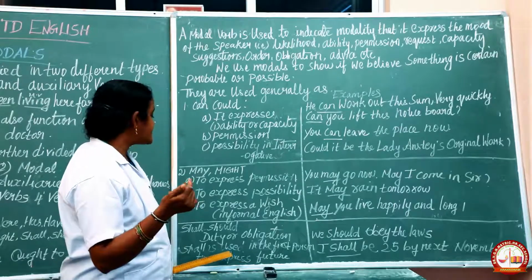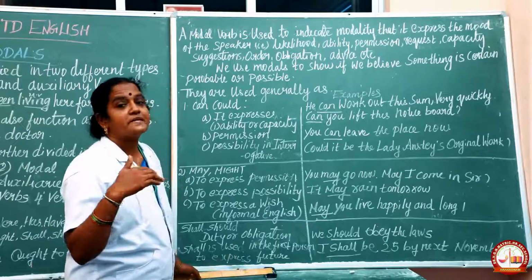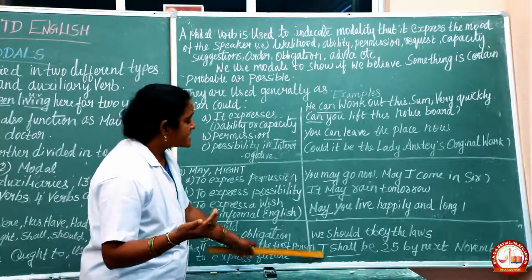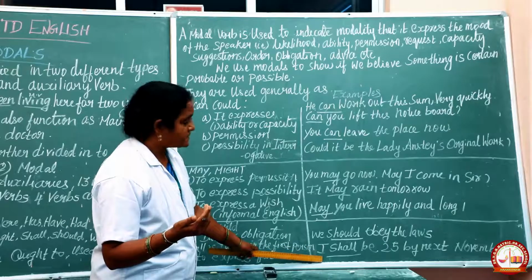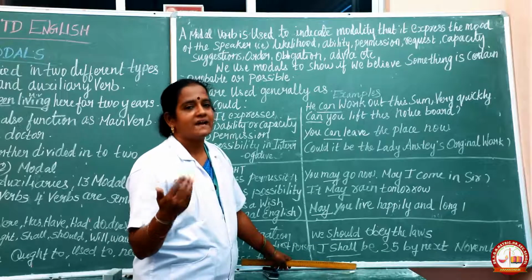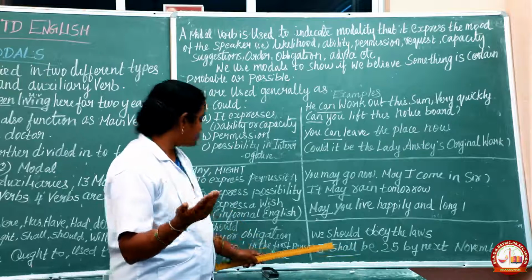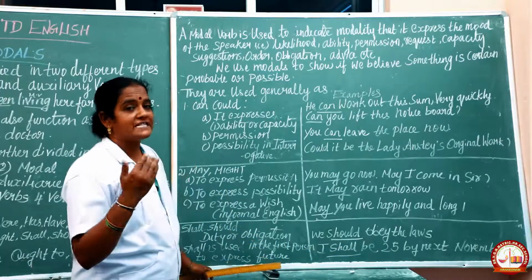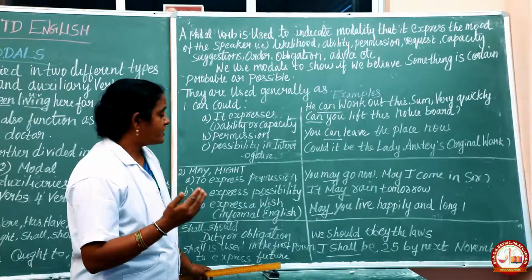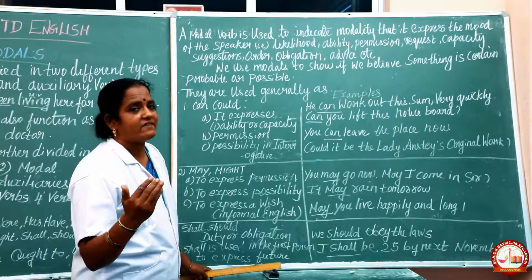And the next one is shall, which is used in the first person to express the future. I shall be 25 by next November. It is expressing the future for the first person.